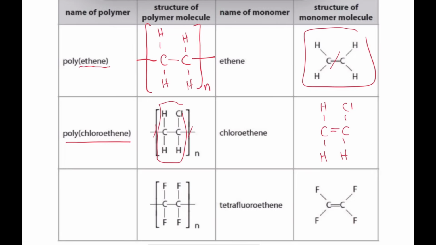Now for the last one, they gave us the structure of the polymer molecule as well as our monomer. We need to name the polymer from naming our monomer. Now they already gave us a hint. You can see over here we just add poly and in brackets whatever the name of the monomer is. So it would just be poly, and we put tetrafluoroethane in brackets.